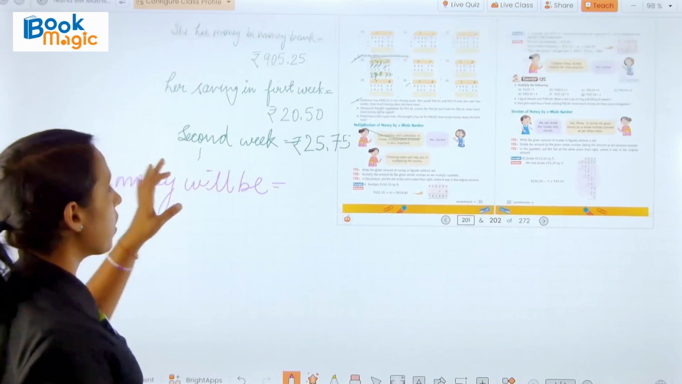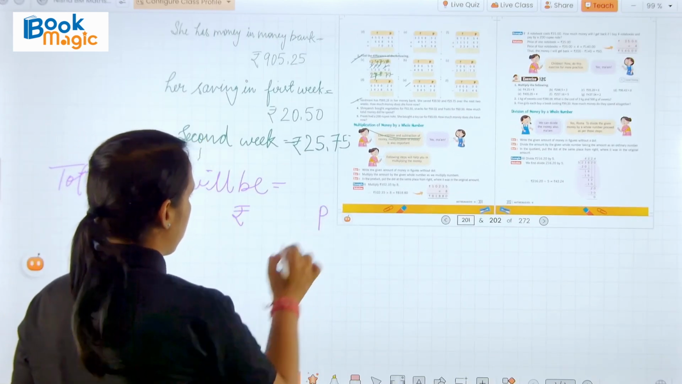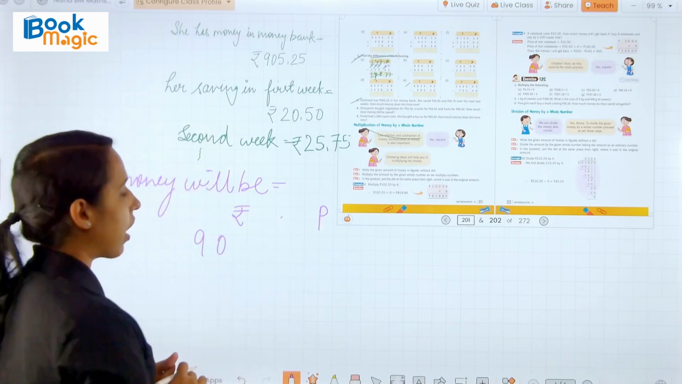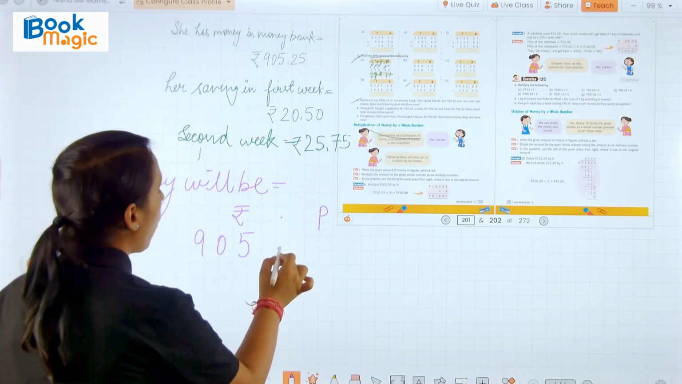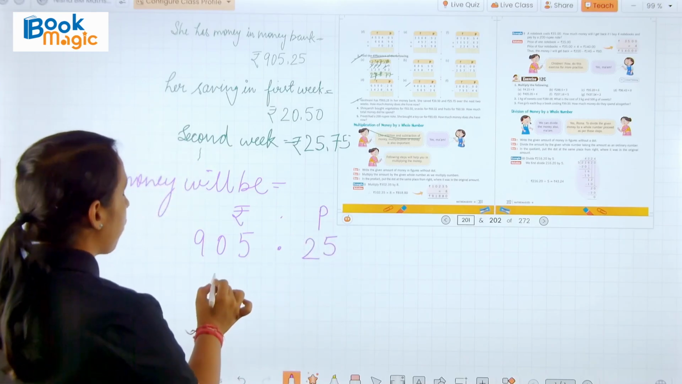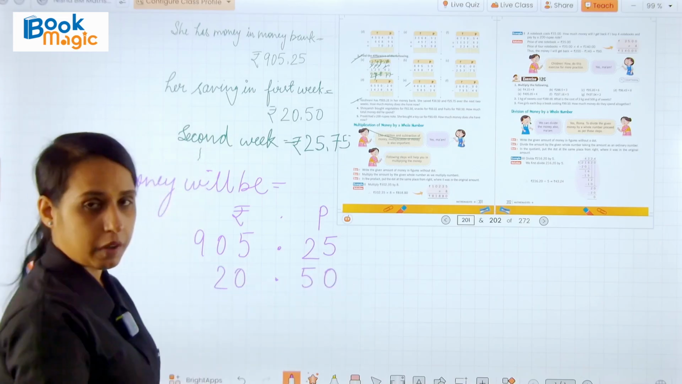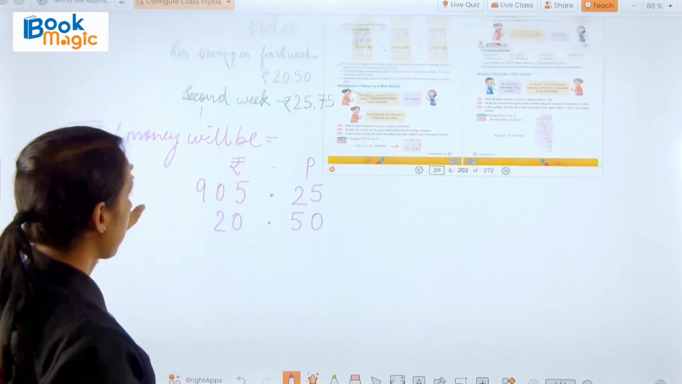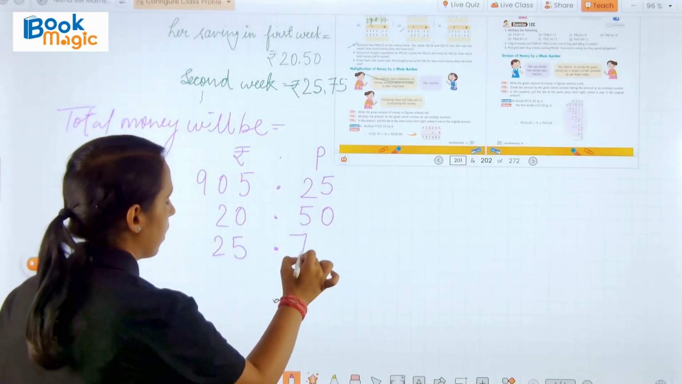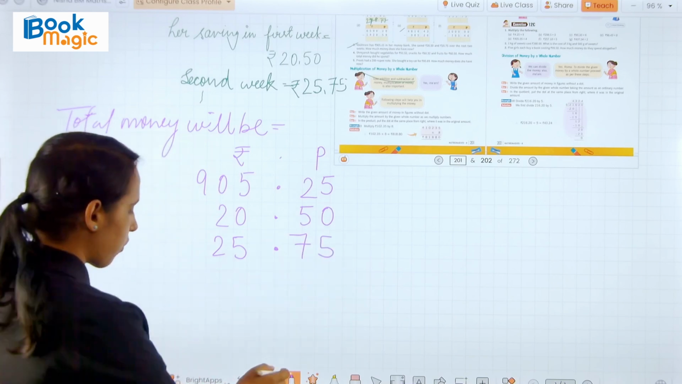And first we will arrange it in column. So we arrange rupees column and then paise column. Okay, and point column also. Okay, now we have 905 rupees dot and after that 25 paise. Then we have 20 rupees dot 50 paise. Okay, and after that we have saving of second week, 25 rupees dot 75 paise. Okay, for finding the total amount we know that we have to add the numbers.